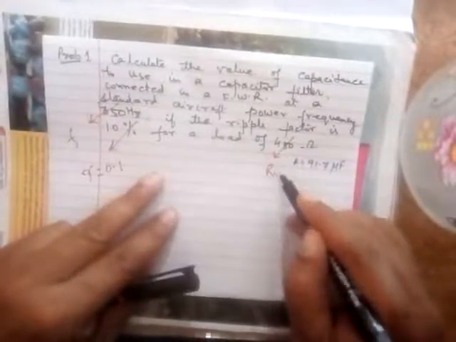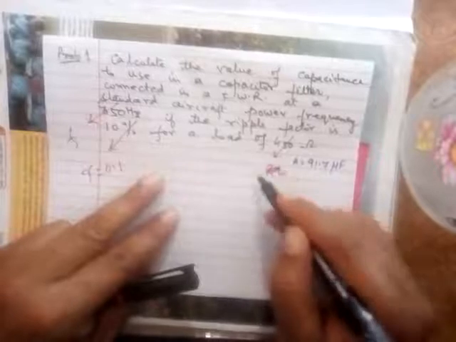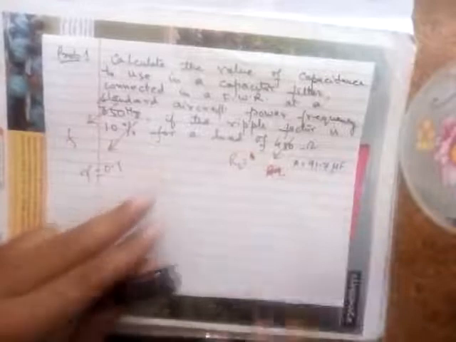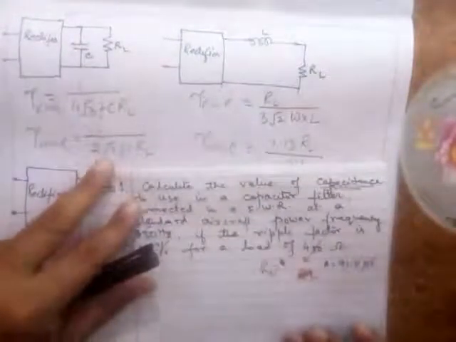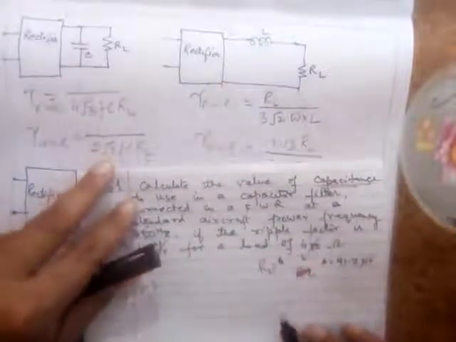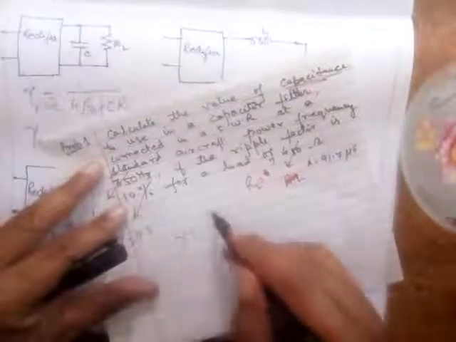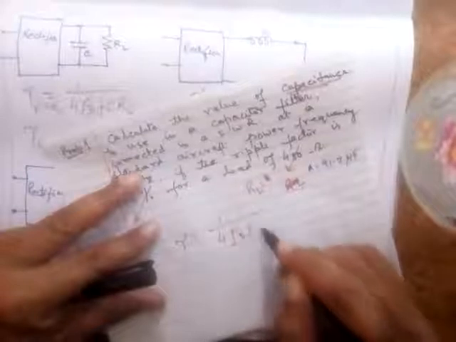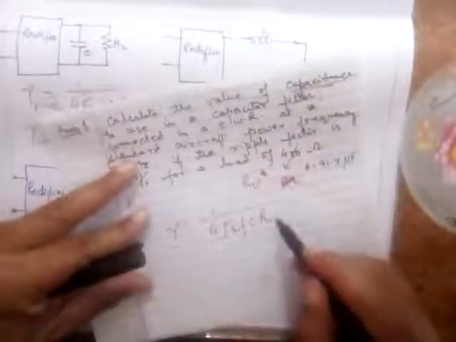Okay. And a load resistance, this RL. Load resistance is 450. Okay, what you have to do, you have to find the value of capacitance, you have to find the value of C. So I told you yesterday in the last lecture that for a full wave rectifier, this ripple factor, this gamma is given by 1 upon 4 root 3 FC into RL.